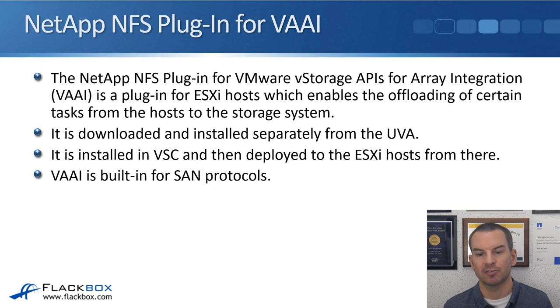It's downloaded and installed separately from the UVA. So the UVA is what you use to install VSC. That UVA, OVA file does not include the VAAI plugin, though you download that separately. I'll show you how to do that in a second. It is installed in VSC and then deployed to the ESXi hosts from there. And the reason it's the NFS plugin for VAAI is that VAAI is built in for SAN protocols. So for SAN protocols, it's built in. You don't need to install an additional plugin, but for NFS, you do.